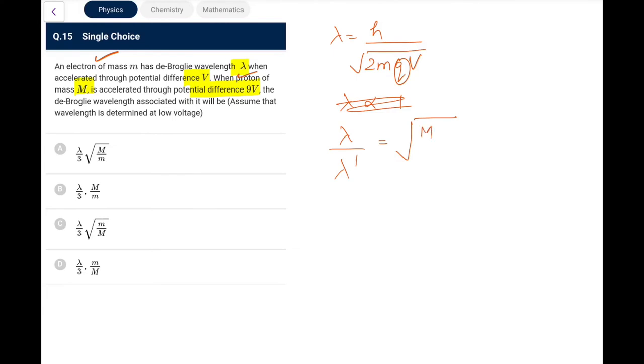Okay, that is given as capital M, and that is 9V, and that was M into V. So what we will get is lambda dash equal to root of M by capital M, and it would be 1 by 3 times lambda. That is what we are looking for. So as per this, option C is the appropriate one.